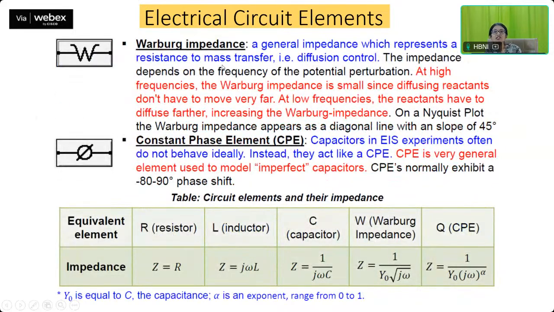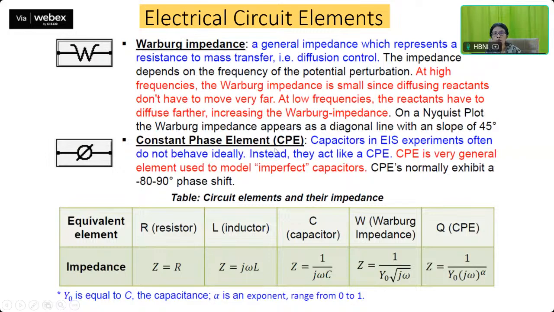For Warburg impedance, a general impedance which represents a resistance to mass transfer. So this is nothing but a general impedance which represents a resistance to mass transfer, that is diffusion control. The impedance depends on the frequency of the potential perturbation. At high frequency, the Warburg impedance is small since diffusing reactants don't have to move very far, whereas at low frequencies, the reactants have to diffuse further, and this increases the Warburg impedance. So on a Nyquist plot, the Warburg impedance appears as a diagonal line with a slope of 45 degrees.